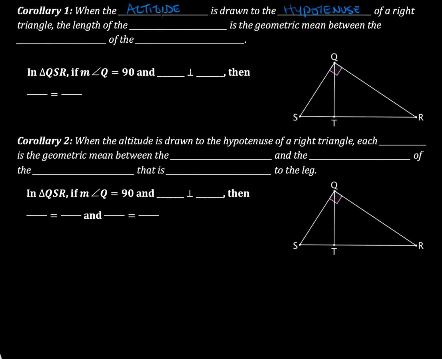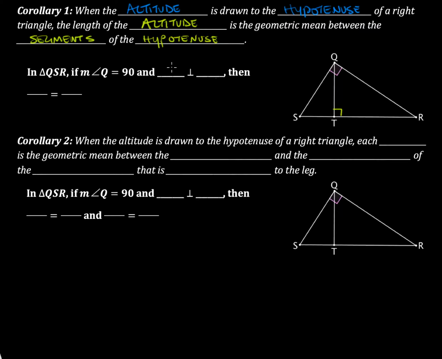So starting with corollary 1, when that altitude is drawn down to the hypotenuse of the right triangle, the same situation we were just looking at, the length of the altitude is the geometric mean between the segments that were created out of the hypotenuse. When we drew that altitude down, we created two shorter parts of the hypotenuse. The hypotenuse, segment SR in my diagram, was divided into segment ST and segment TR. What corollary 1 says is that QT will be the geometric mean between those two. And we learned in a previous video what geometric mean tells us.